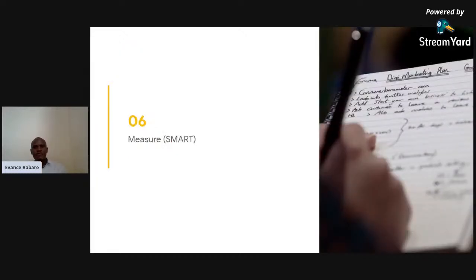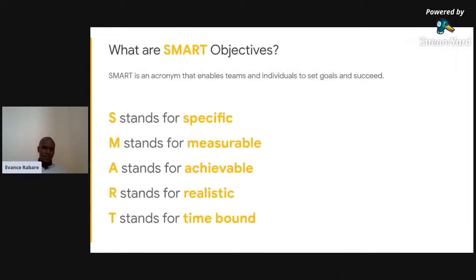All right. As we write down our thoughts, let's look at measure. Here we're going to look at SMART. When we talk about SMART, we are talking about specific, measurable, achievable, realistic, and time bound. SMART objectives help us to set goals that we are more likely to succeed in and achieve. Instead of plucking ideas out of thin air, the SMART acronym gives us more structure.